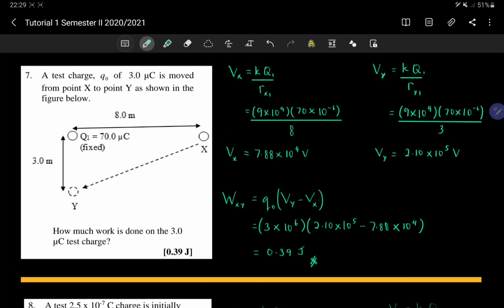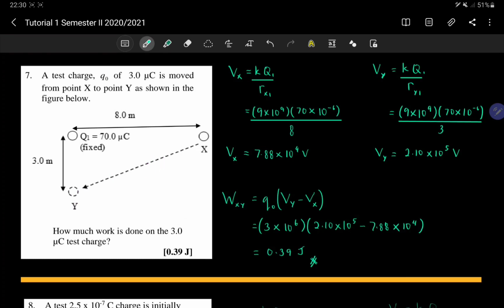Alright, so as we know, Q0 represents our test charge, which is moving from X to Y. But on X and on Y, we already have the potential, which is caused by the isolated charge. The isolated charge is located 8 meters from X, and 3 meters from Y. So the isolated charge exerts a potential on X and also on Y. Then we put the test charge Q0 here and move it from X towards Y. They ask you to find the work done.